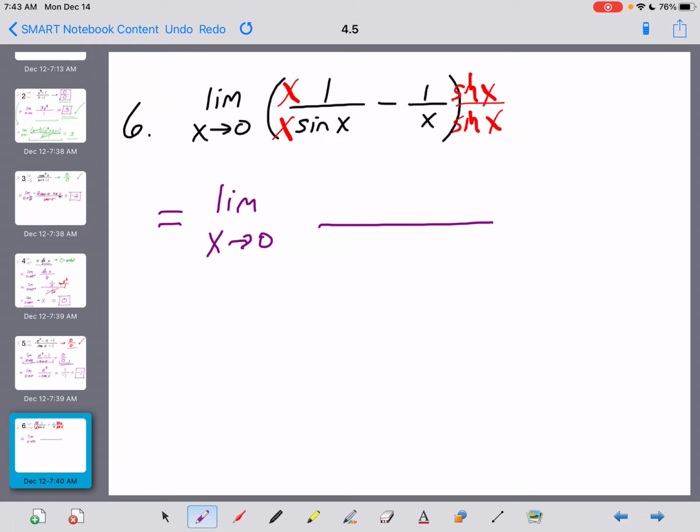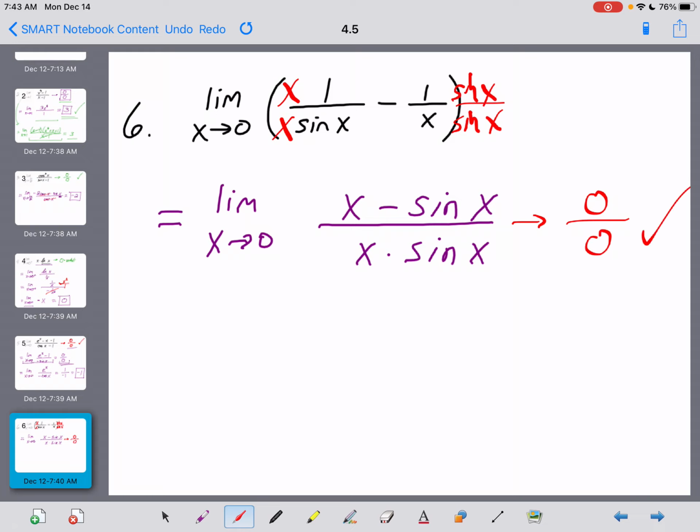This is now going to become x minus the sine of x all over x times sine of x. So just a little bit of algebraic manipulation here, and we can rewrite this thing as a single fraction. And now, if we were to try plug and chug, let's see what that does for us. When x becomes 0, the numerator is going to be 0 minus 0. Last I checked, that equals 0. And down on the bottom, 0 times 0 is 0 as well. So yeah, that's what I was kind of expecting to happen, frankly, kind of hoping to happen.